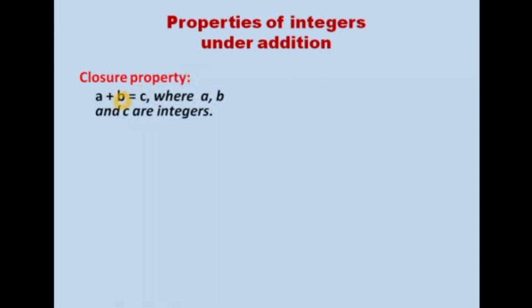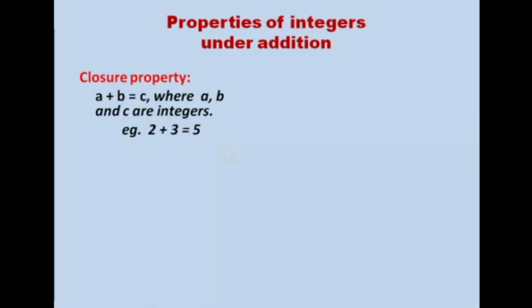Properties of integers under addition. First is closure property. In closure property, a plus b is equal to c, where a, b and c are integers. Example, integer 2 plus integer 3 is equal to integer 5. Here 2 is taking the place of integer a, 3 is taking the place of integer b, 5 is taking the place of integer c.